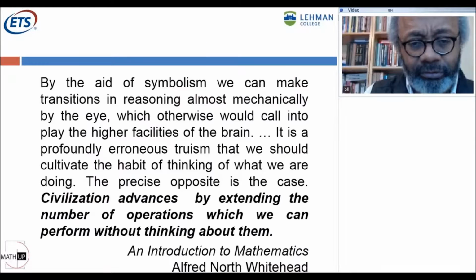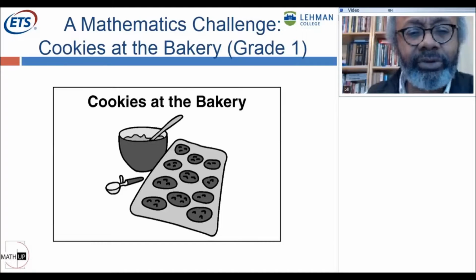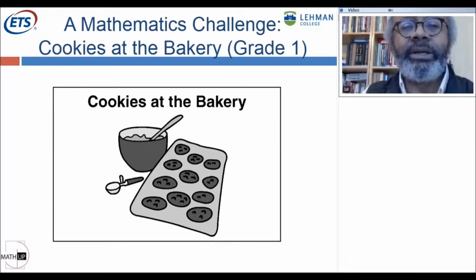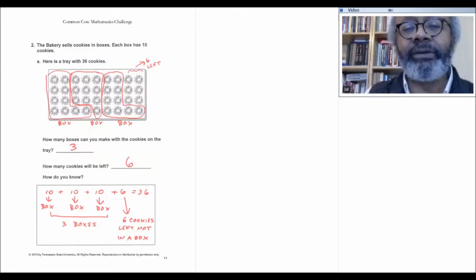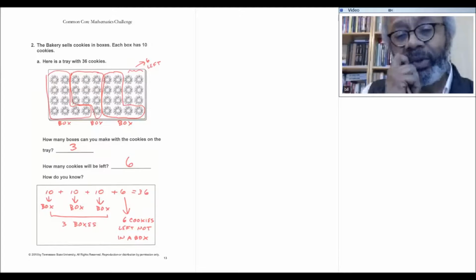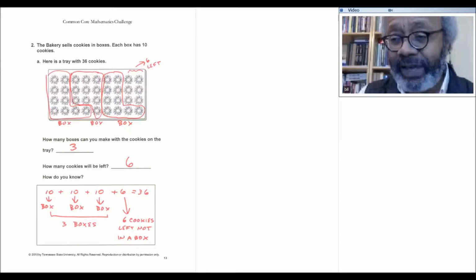It was for the first grade, entitled Cookies at the Bakery, and it was really a challenge about place value. So I want to quickly show you one of the pages, which I think is a good example of how the mathematical challenge uses mathematical symbols, pictures, and words in close coordination to help kids make sense out of the problem they're solving, but also to help them make sense out of the mathematics that's involved.